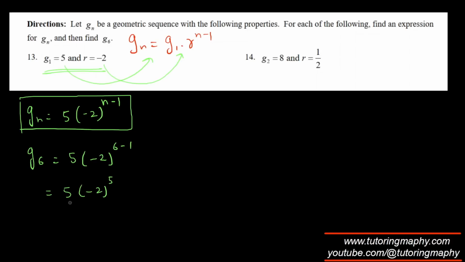But it will be a negative number: 2, 4, 8, 16, 32. Okay, it's not that bad actually. This is negative 32. And 5 times 2 is 10, so 0 and carry 1. 5 times 3 is 15, 16. Negative 160. That's the value of G_6.